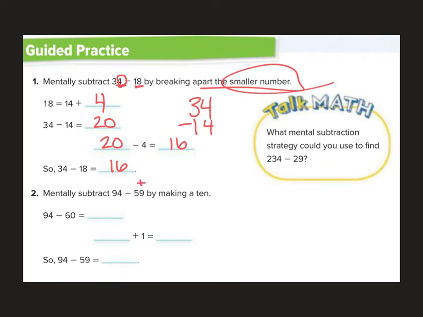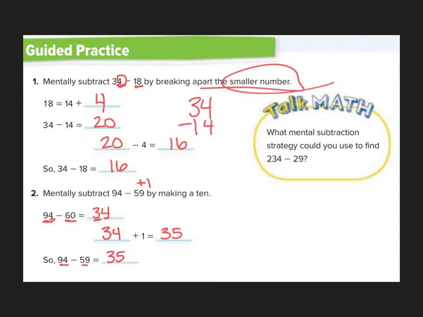Okay, mentally subtract here. I'm going to make a 10. I'm going to make a 60 here. 94 minus 60 is 34. How did I do that? I subtracted my 10s. 9 minus 6 is 3. 4 minus 0 is 4, 34. But now I took away too many. I need to add one back in. 34 plus 1 is 35. So 94 minus 59 is 35.